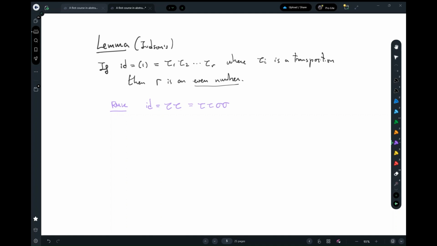So definitely I can write it as a product of any number of transpositions, as long as that number is even. What the lemma says is that any such decomposition of the identity as a product of transpositions has to involve an even number of transpositions. So now let me show you that a consequence of that is the following theorem.